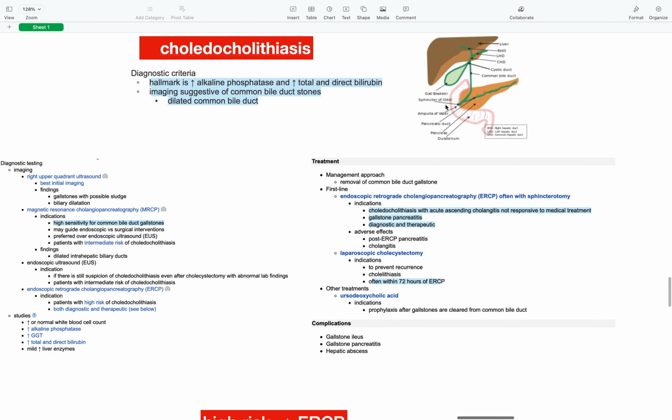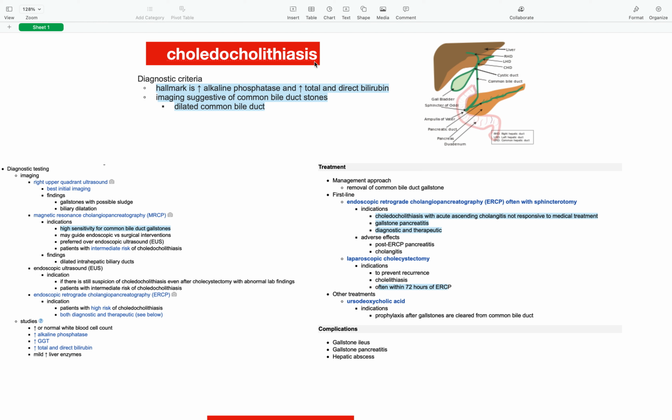Okay, so choledocolithiasis, what is the diagnostic criteria? Okay, the hallmark is elevated alkaline phosphatase and high total and direct bilirubin. This is expected when you have a stone lodged in the common bile duct. Then the bile acids, bilirubin, starts building up. It results in dilation of the common bile duct and elevation of these acids.